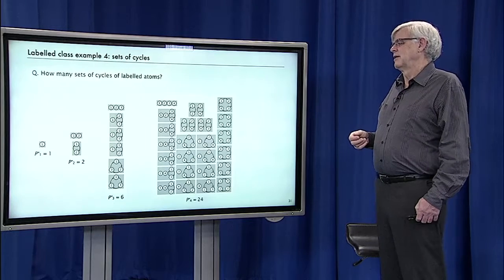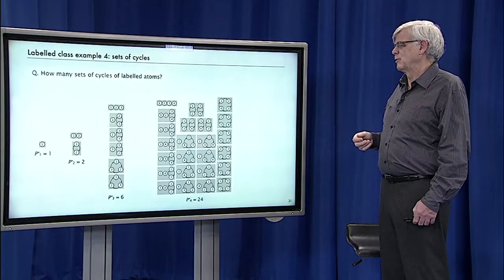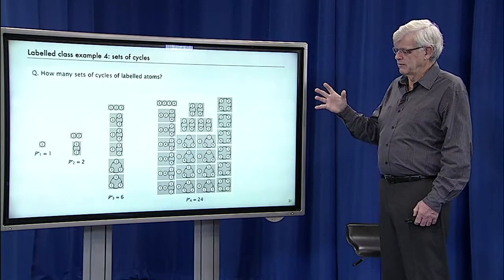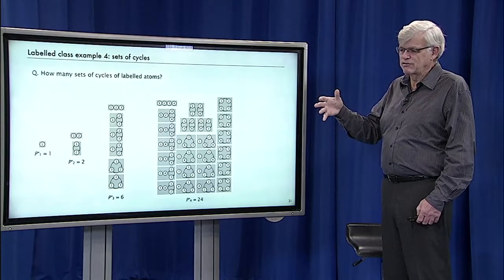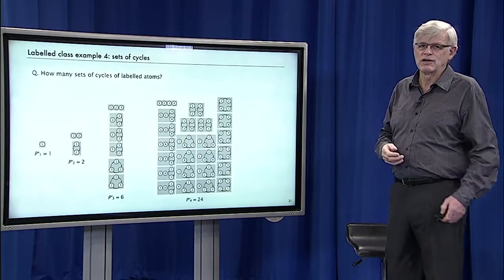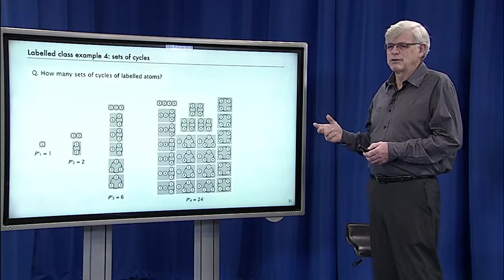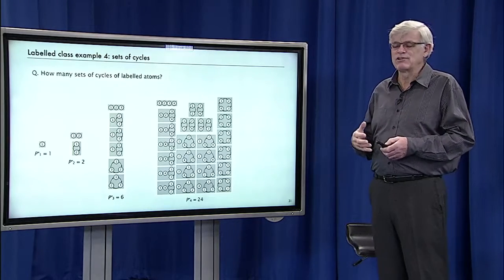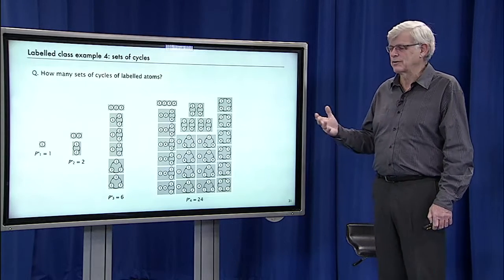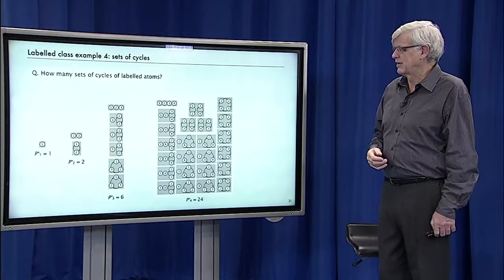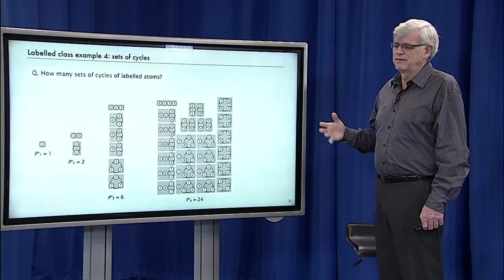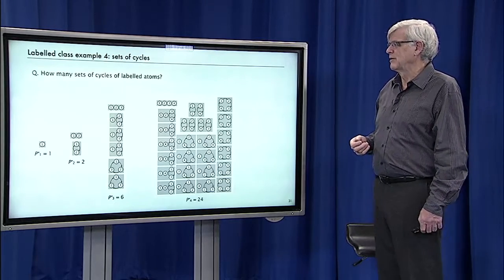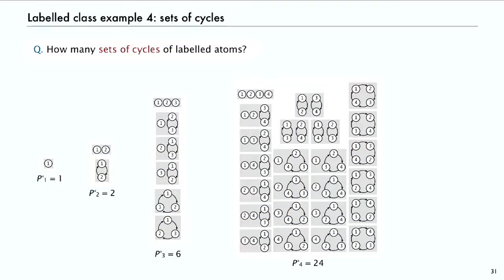So let's look at a much more interesting example. The idea is that we have these operations, and we can combine them in various interesting ways. As we'll see in part 2, every way of combining these basic operations leads to a combinatorial class that people have studied in detail. There are many more operations we can throw in as well. So let's look at a famous one. How many different sets of cycles are there of labeled atoms?